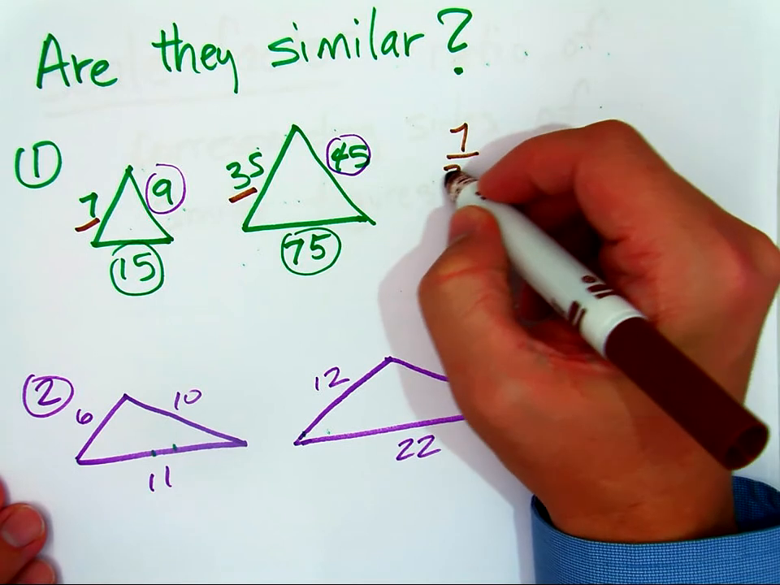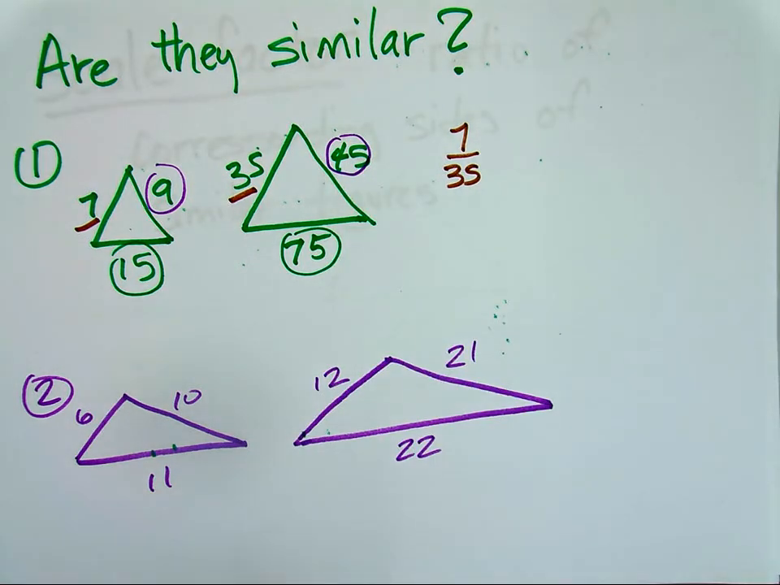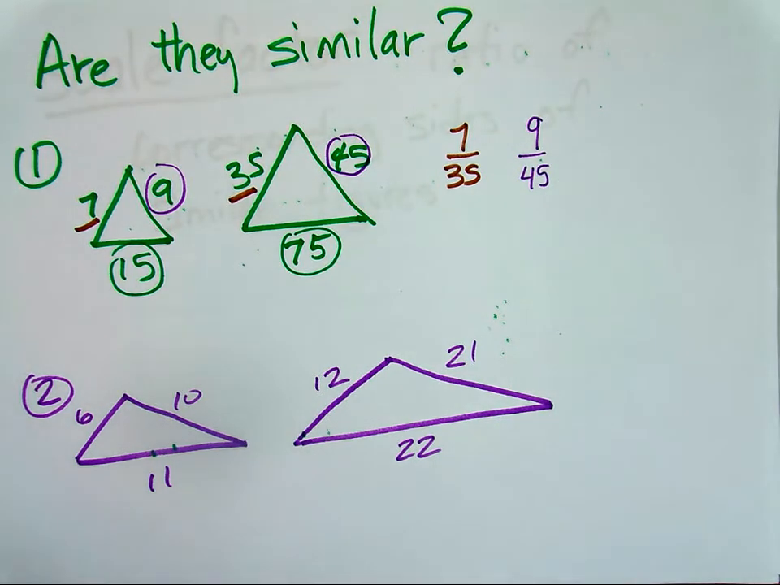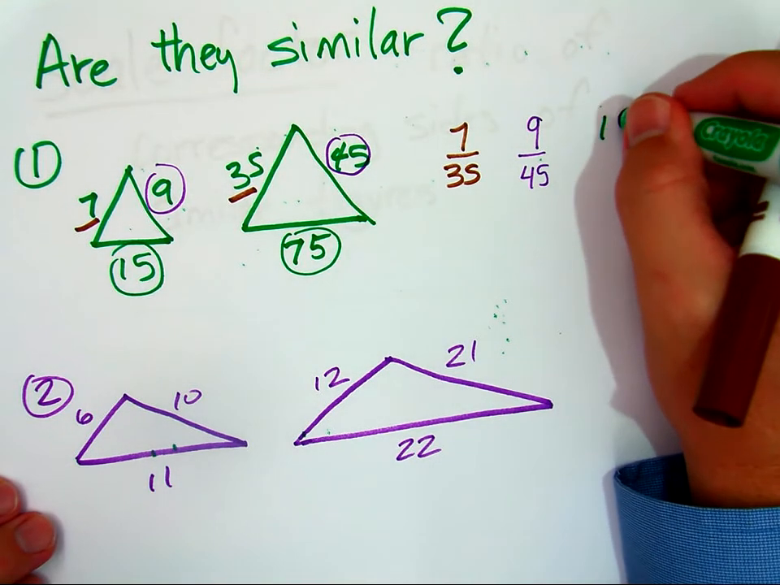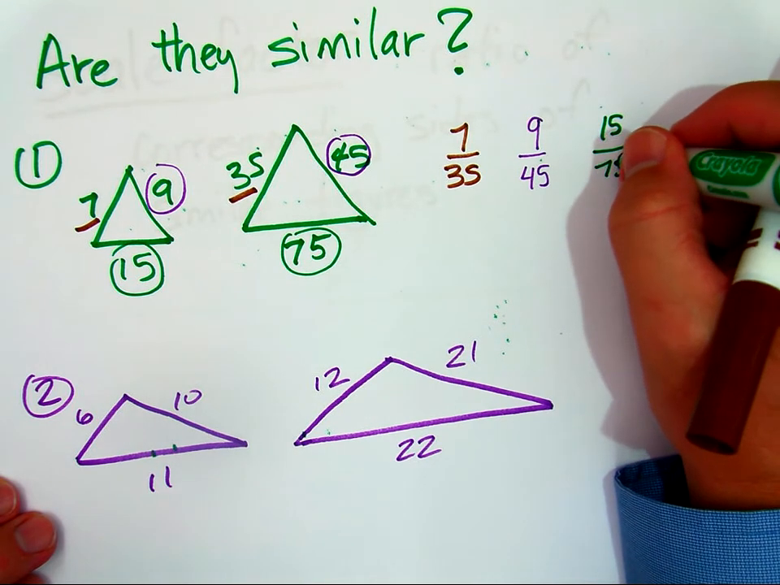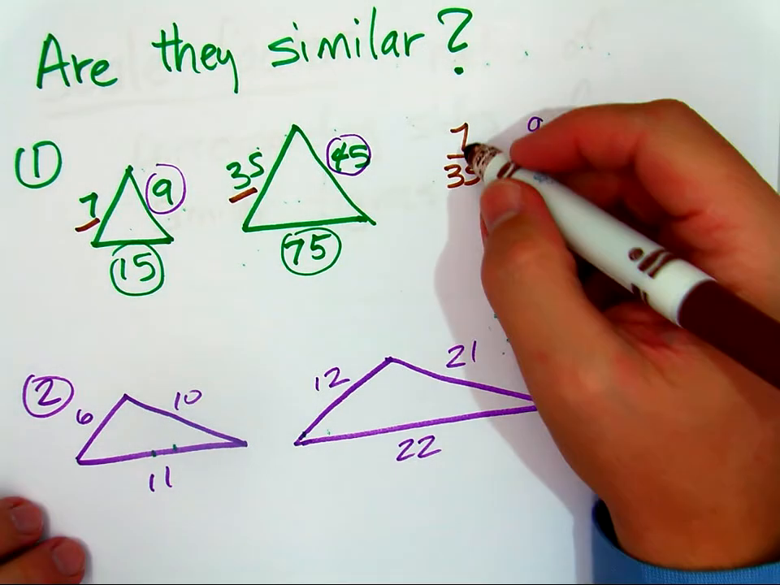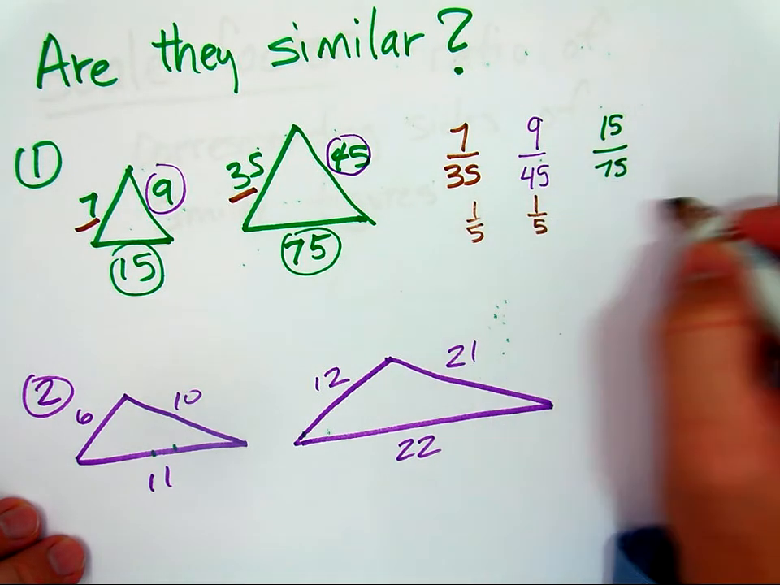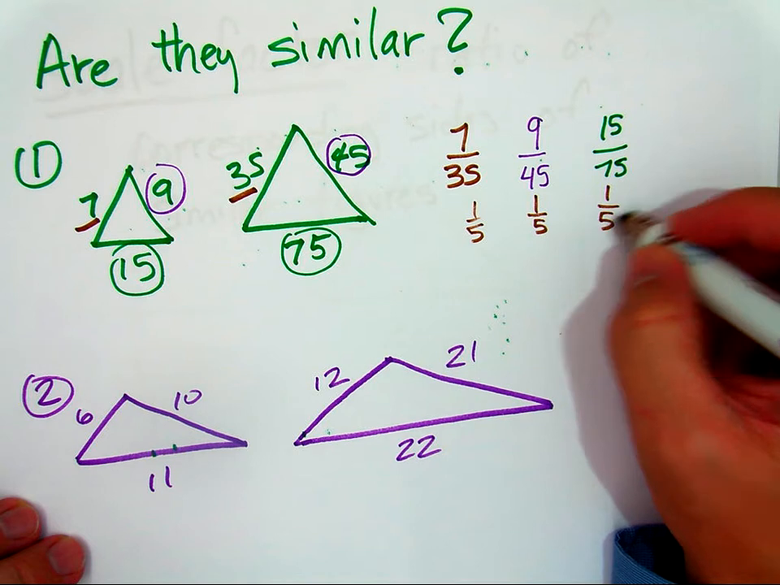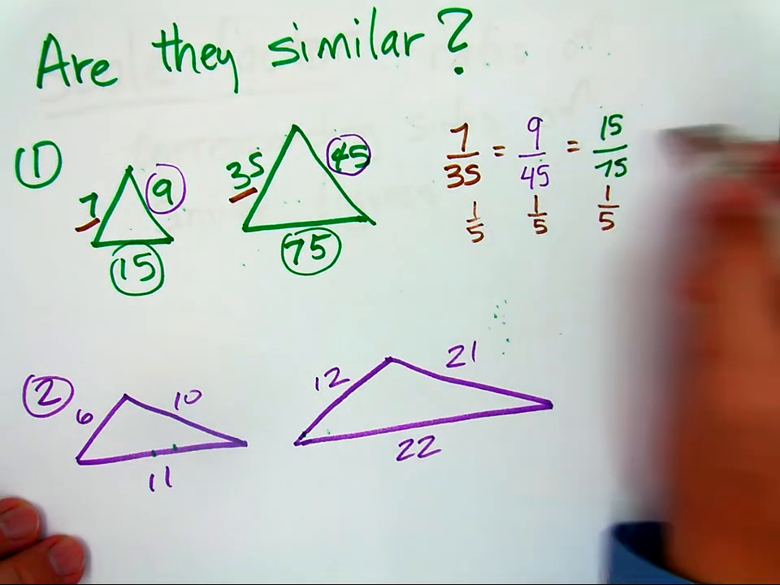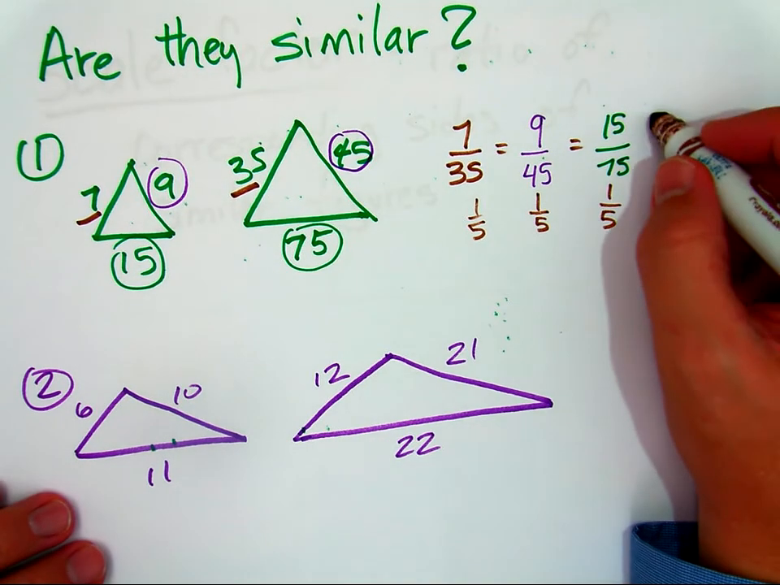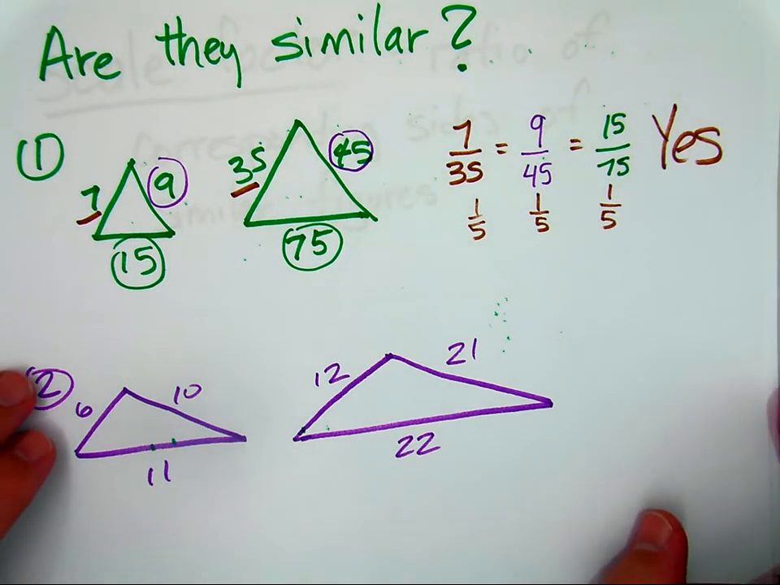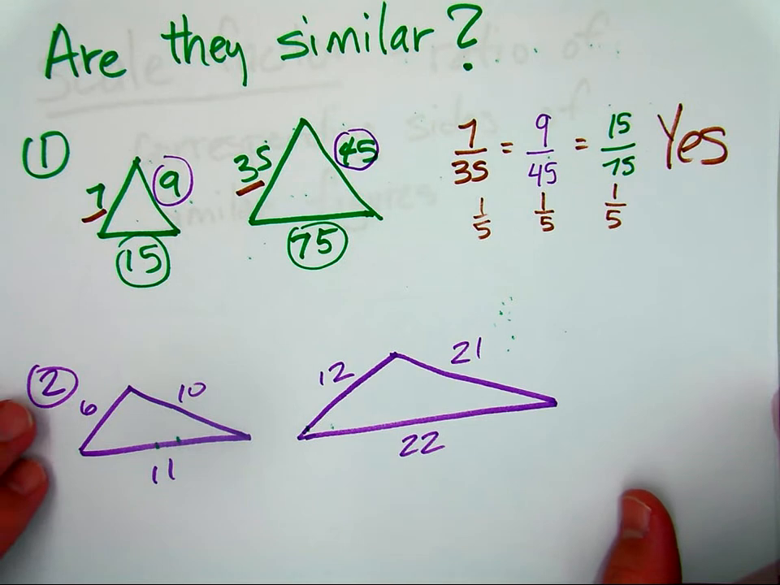And I want to make my ratios now. 7 over 35, 9 over 45, 15 over 75. And if I reduce every one of these fractions, this reduces to 1/5. This reduces to 1/5. This one also reduces to 1/5. All the sides are proportional, so yes, these triangles are similar, or at least we know their sides are proportional.